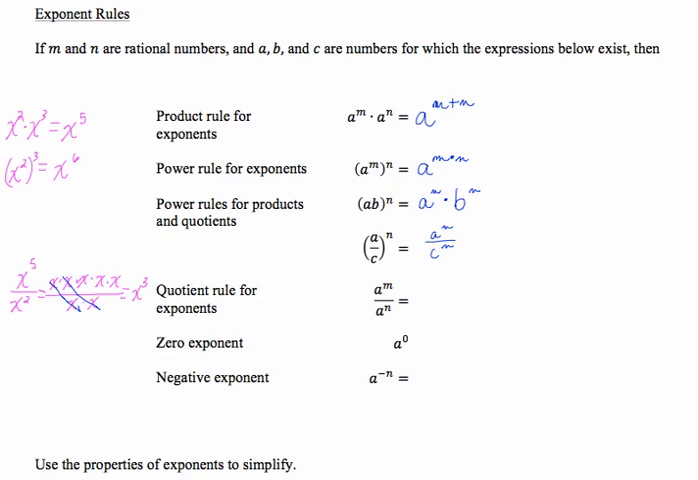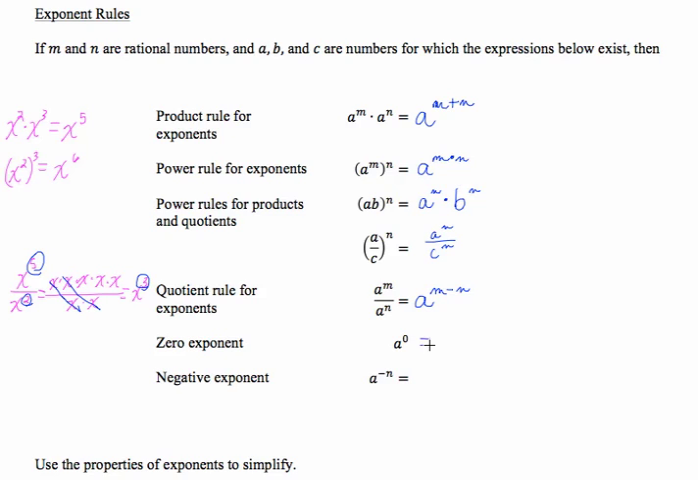So how do you get it? You subtract. 5 minus 2 is equal to 3. So more generally, a to the m over a to the n is equal to a to the m minus n.